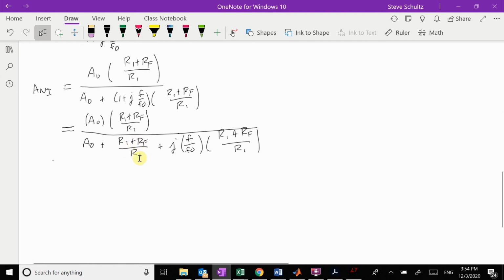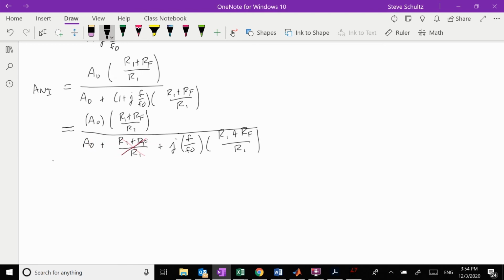Okay, so this term here is the gain of an ideal non-inverting amplifier. So this could be like 10 or 100. And this is the open loop gain of our op amp, which is like 100,000, or in our case, 800,000. So what really happens is that this one here becomes negligible compared to our A naught. So we can just neglect that term there.